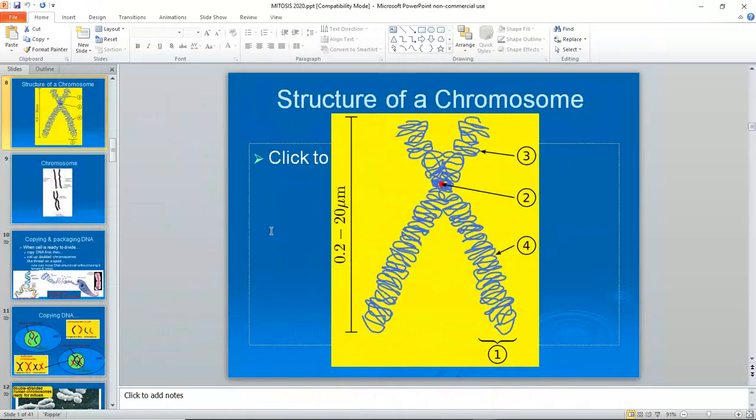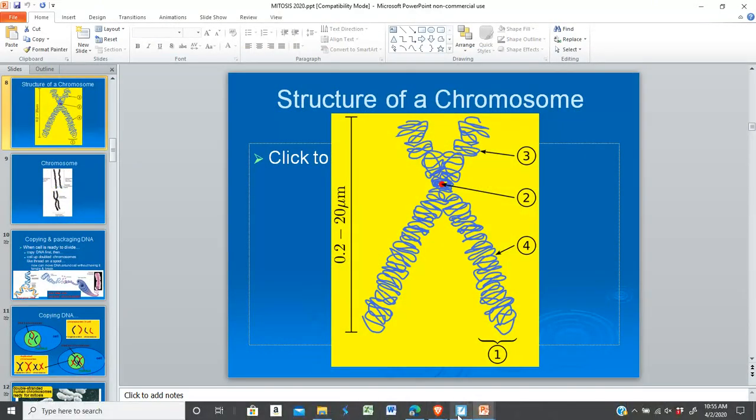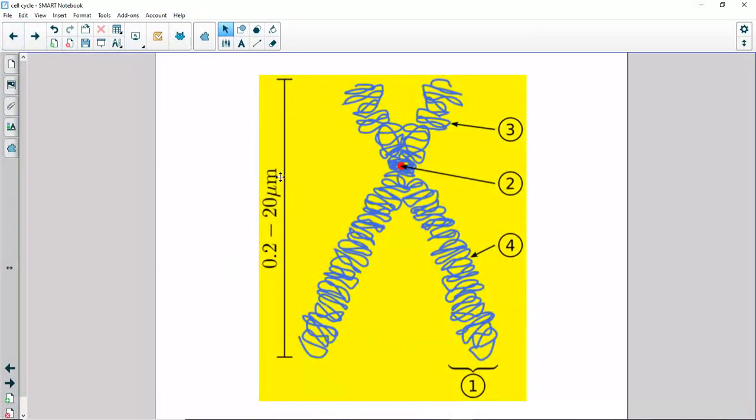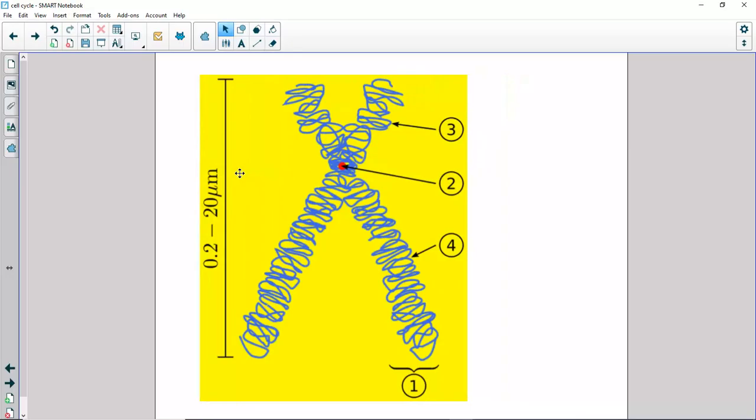Now, this diagram, I'm going to go to the smart board. Here's a diagram that I'm going to want you to draw into your topic 12 Cornell notes. Do not take this out, draw it in. All right, so you have your standard chromosome here. So let's start on the bottom.